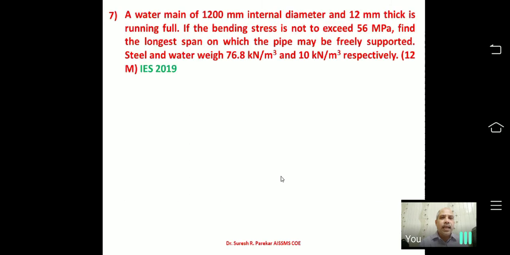Now we will go to the next. This was asked in IES 2019. A water main of 1200 mm. This was asked for 12 marks. Now you can see internal diameter.